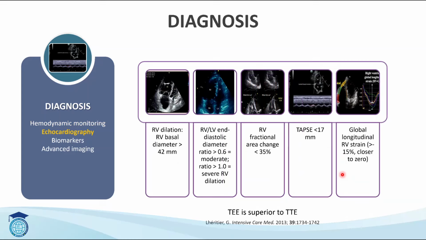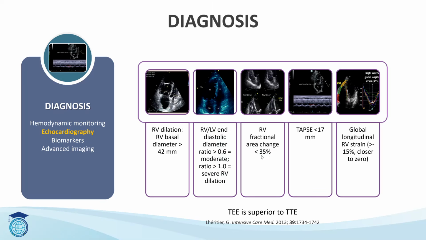The most commonly used test is echocardiography, and transesophageal echocardiography is superior to transthoracic echo. However, transthoracic echo is more readily available, and you can do it at the bedside too. In patients with RV dysfunction, you can notice RV dilation at the base with a diameter of more than 42 millimeters. As we mentioned, you can relate the RV to LV, and the ratio, if it is more than 0.6, this is moderate dysfunction. If it is more than 1, it is severely dysfunctional.